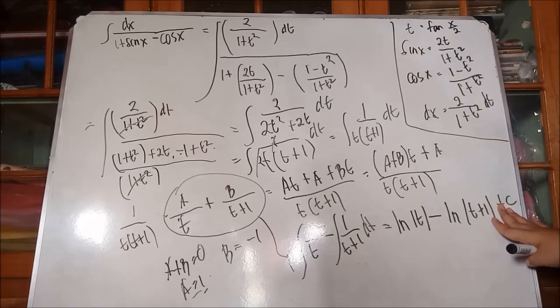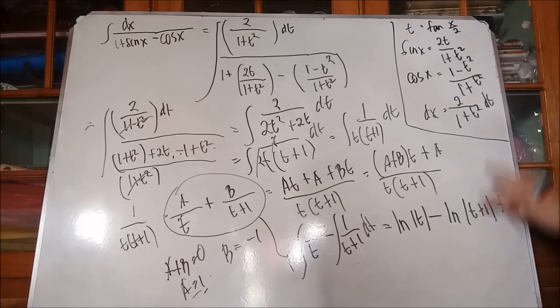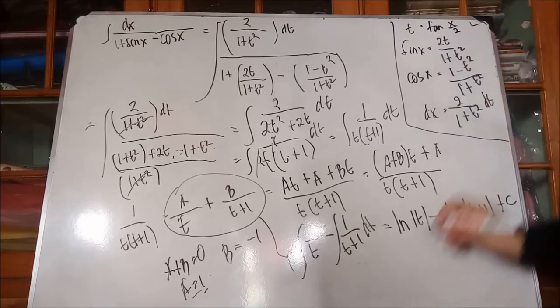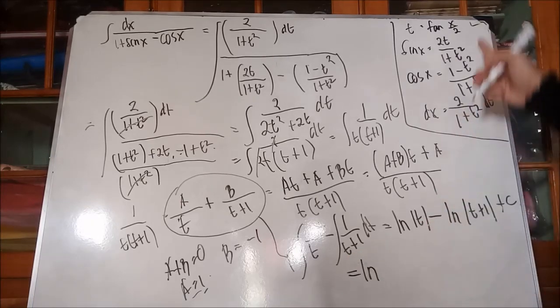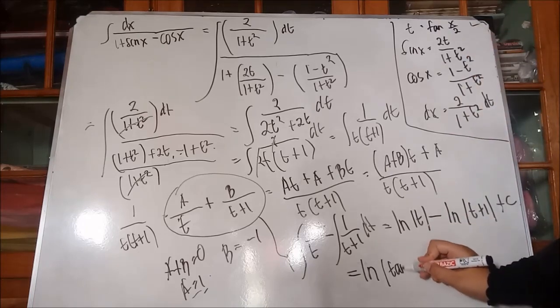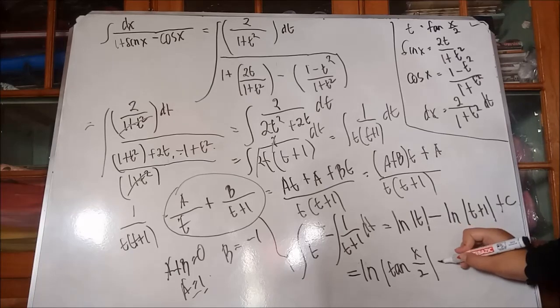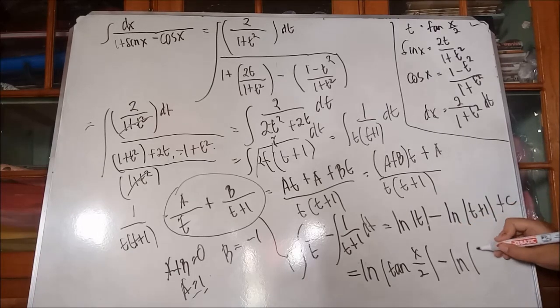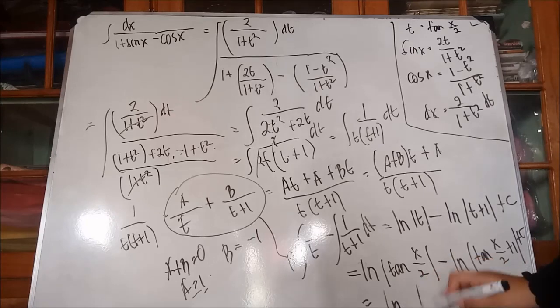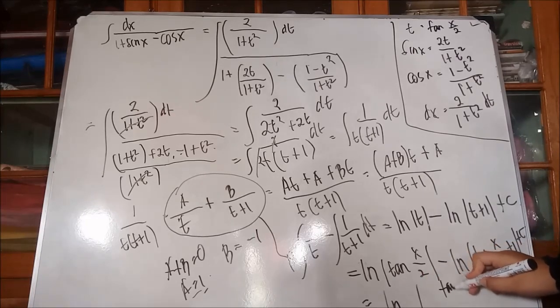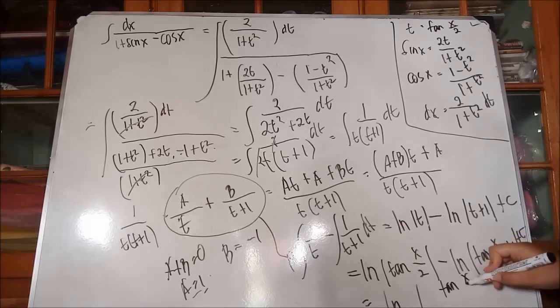So from here we can substitute back, and like this we have t is tangent x over 2. So we can get ln t, which is equal to tangent x over 2, minus ln of t, which is tangent x over 2 plus 1, plus c. So we have ln of tangent x over 2 over tangent x over 2 plus 1 plus c.